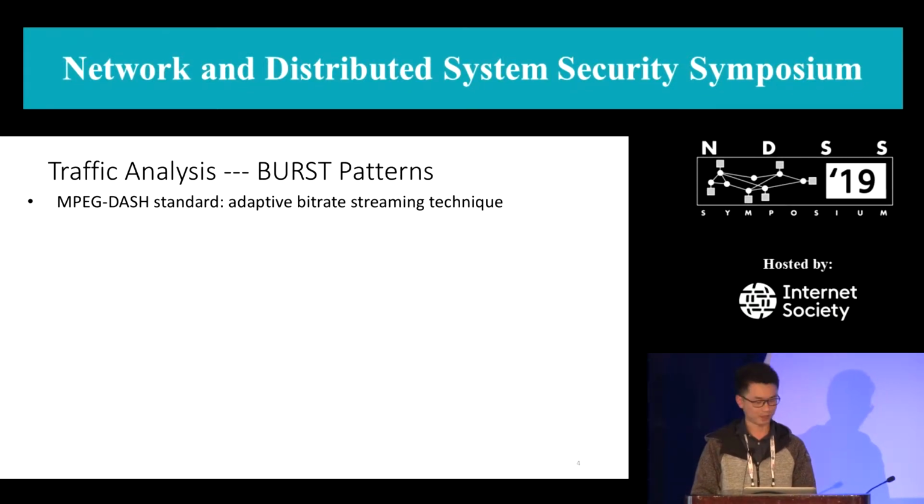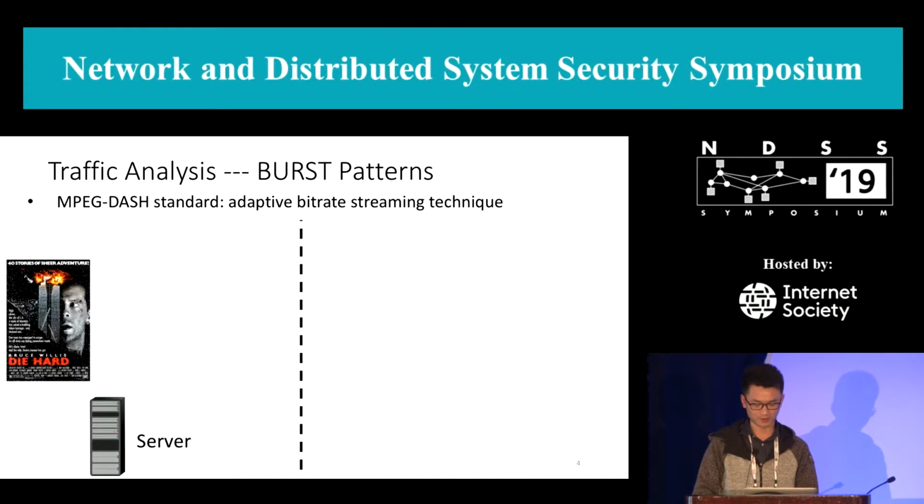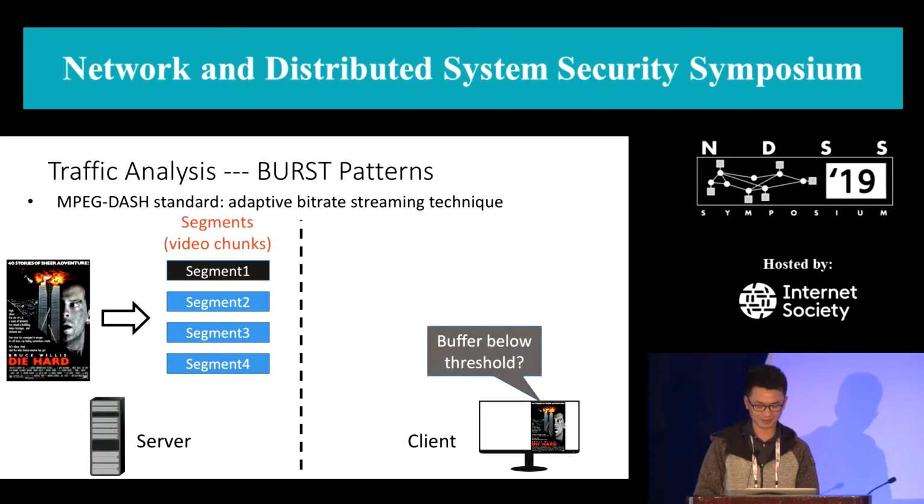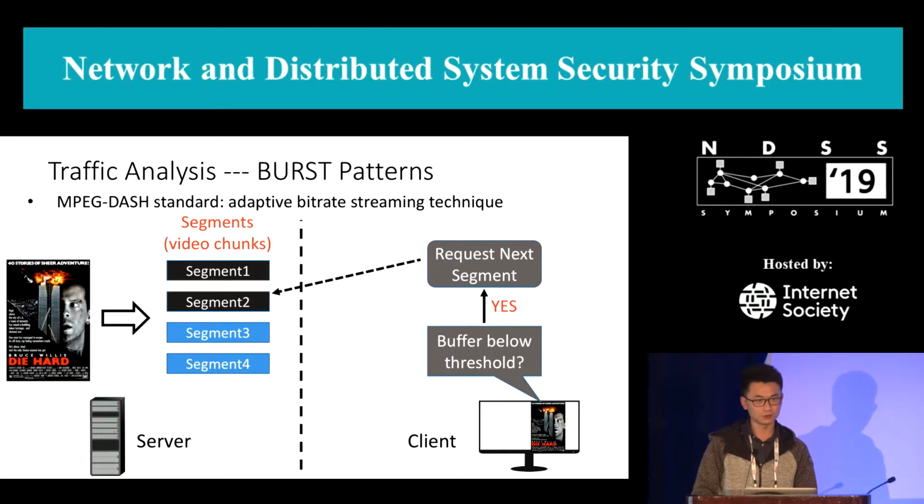Now let's look at the burst pattern they used for the attack. Most of the streaming service providers adopt the MPEG-DASH standard, which is an adaptive bitrate streaming technique. In MPEG-DASH, a video is divided into segments. When the client is watching the video, it will only request the next segment when the current buffer is running low, and the entire segment finishes downloading long before the client requests another one. So the request for the new segments will cause a unique burst pattern in the network traffic.